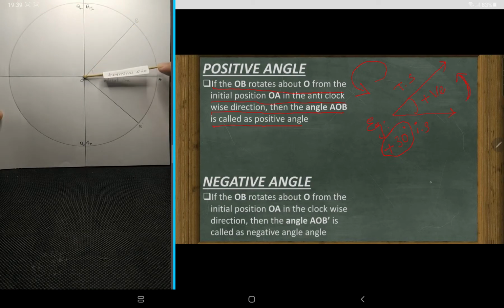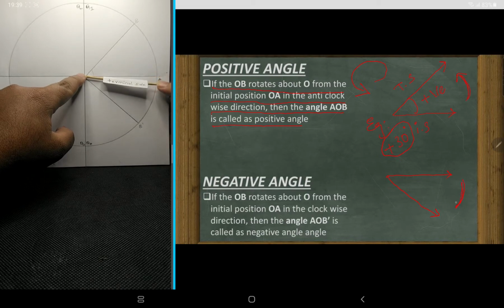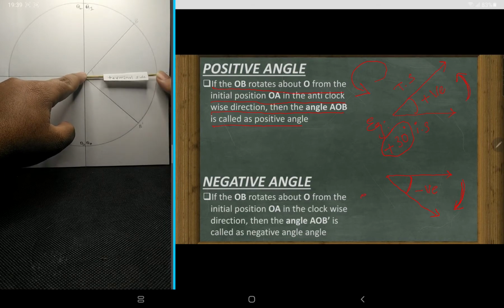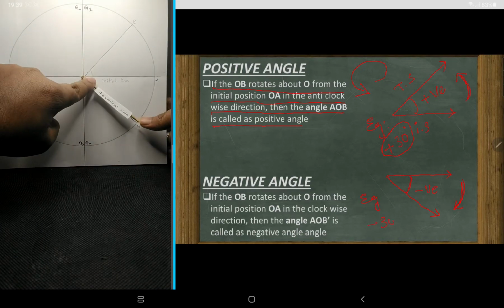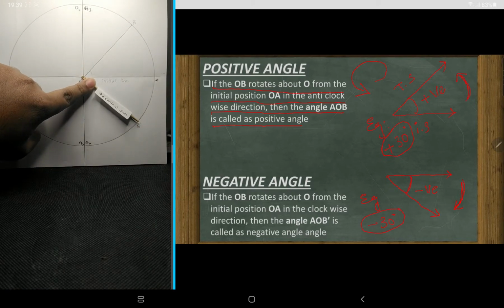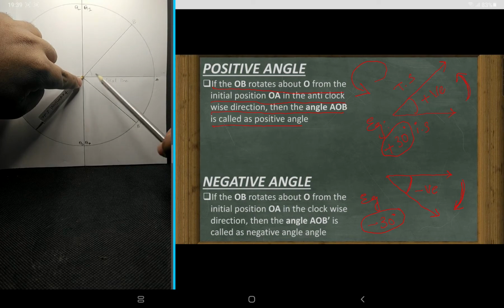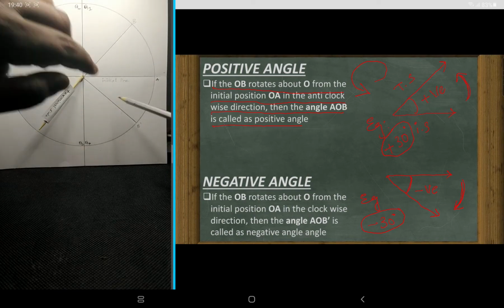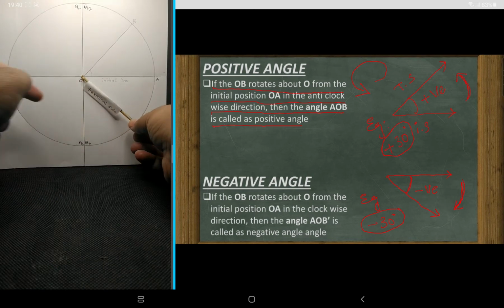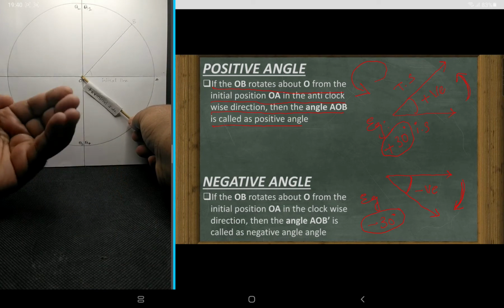We'll see that now. If the same OB rotates about O from the initial position OA in the clockwise direction, then the angle AOB dash, can you see that, AOB dash, is called a negative angle, because the terminal side is making an angle in the clockwise direction of OA, the initial line.